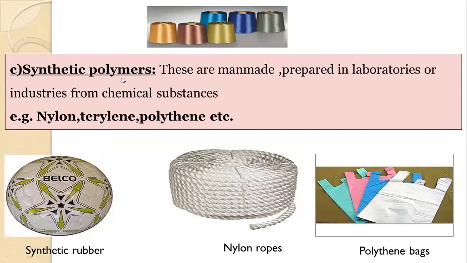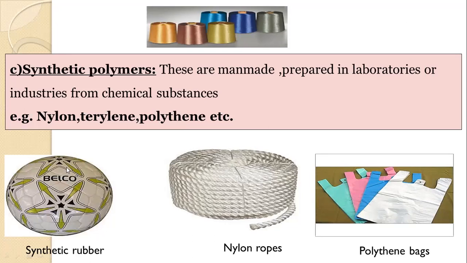And the third one is synthetic polymers. Synthetic means these are purely 100% prepared in the laboratory, 100% man-made. In the laboratory these are prepared, so that's why these are called synthetic polymers. Remember, synthetic means it is 100% prepared in the laboratory. First one is nylon, terylene, polythene. These are some examples of the synthetic polymers. You can see in this figure also synthetic rubber.